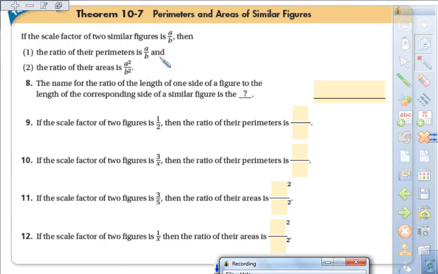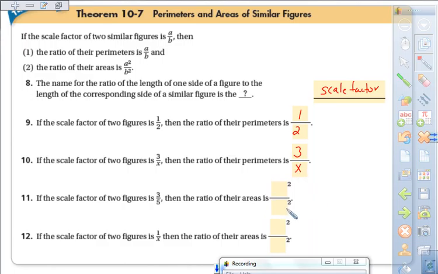Number 8, the name for the ratio of the length of one side of a figure to the length of the corresponding side is the scale factor. And that's the number that we were just talking about, the a to b. The scale factor is a to b. Number 9, if the scale factor of two figures is 1 to 2, then the ratio of their perimeters is also 1 to 2. Remember, sides and perimeters are the same. Number 10, if the scale factor of two figures is 3 to x, then the ratio of their perimeters is 3 to x. It would stay the same.